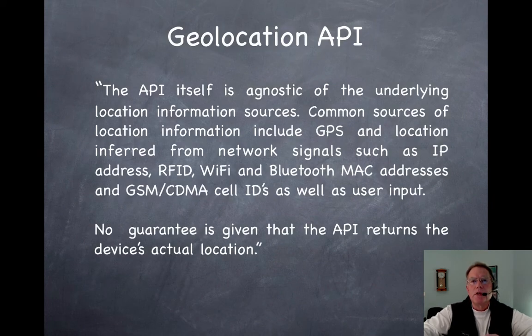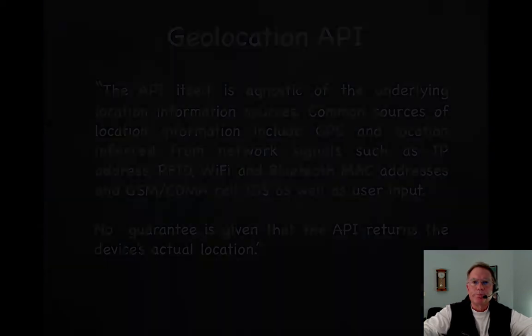The API itself, the user has to authorize use of the geolocation information, so it's important to know that. The API is agnostic of the underlying location information, so common sources are GPS, which you'd have on a mobile device, and location that's inferred from network signals like IP addresses and RFID, Wi-Fi, Bluetooth, MAC addresses, router MAC addresses, GSM, CDMA, cell IDs, and so on. And there isn't a guarantee that the API is always going to return the actual device location.